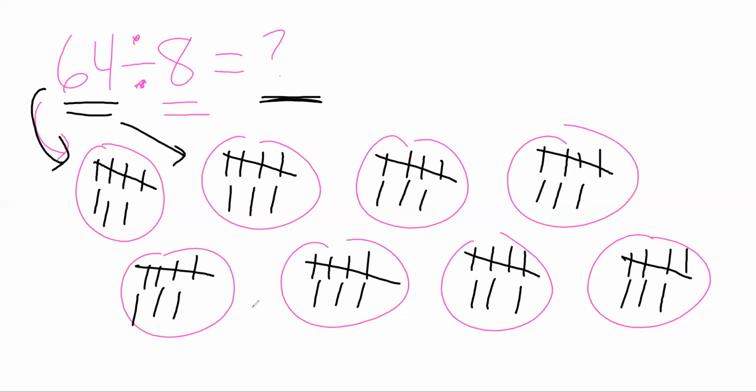We'll pick this one. And there's a group of 5, right? There's a group of 5 right there. And then 1, 2, 3. So that's 8, which now tells me when I have 64 and I divide it by 8, I get 8. So this is that equal groups work.